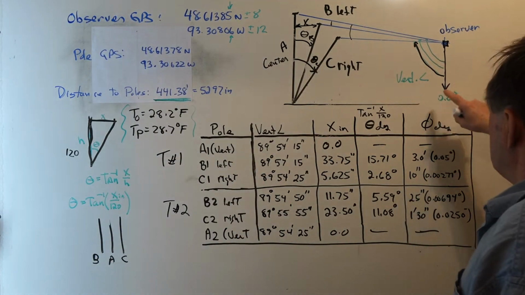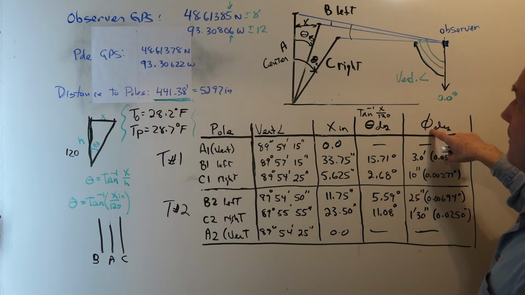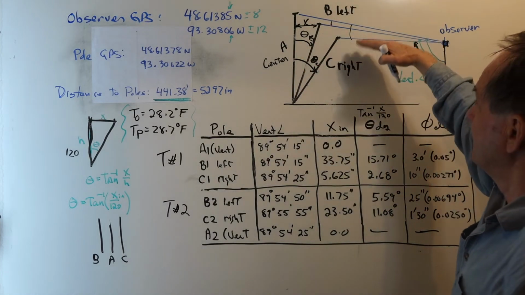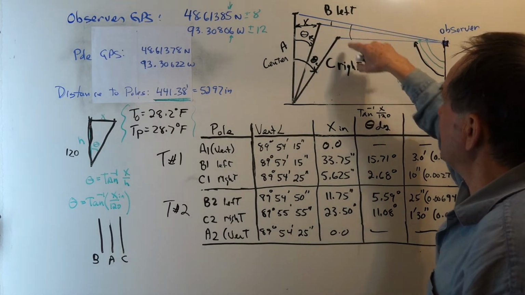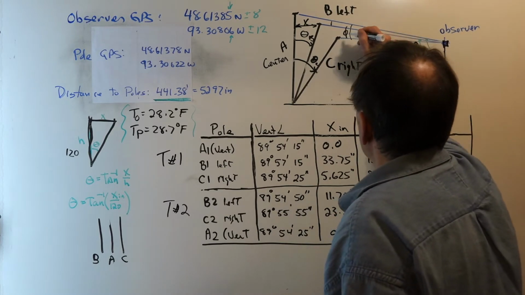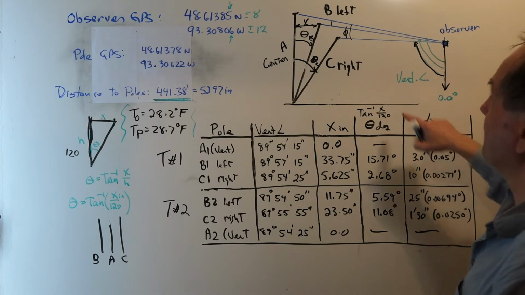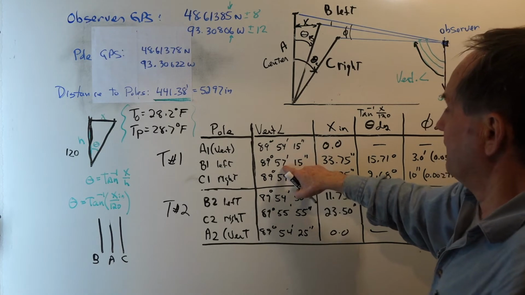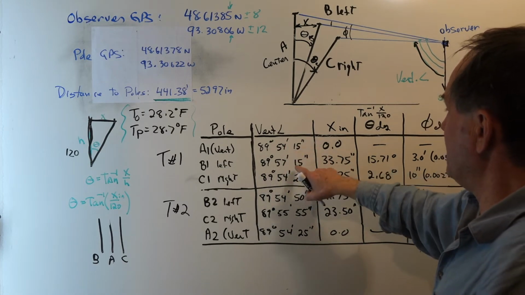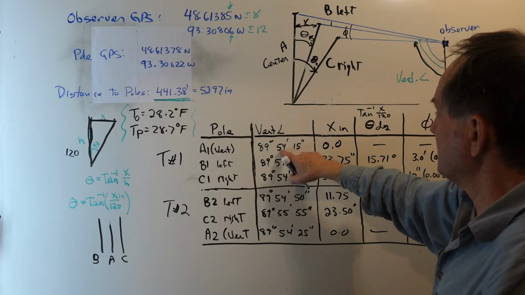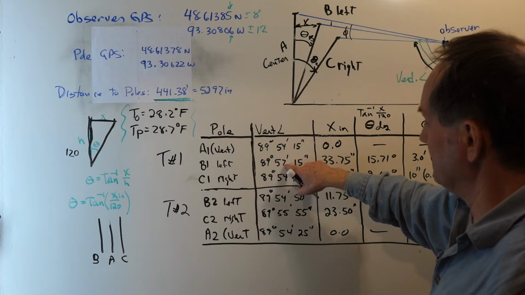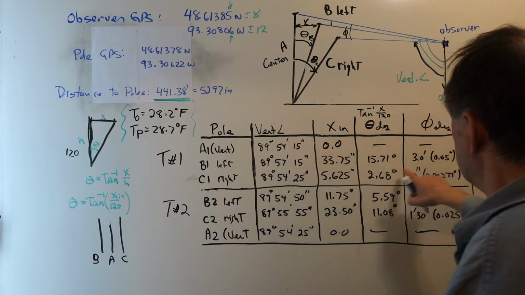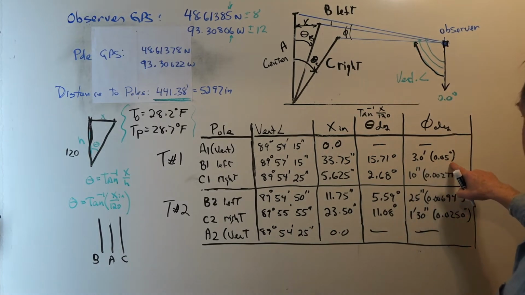Now, the angle phi, which is the apparent angular difference between the heights, these are our phi angles. To get this angle for pole B, we subtract the vertical angle of B from the vertical angle of A, or the other way around, either way. If we subtract 54 minutes, 15 seconds from 57 minutes, 15 seconds, we get exactly 3 minutes, which is 0.05 degrees.